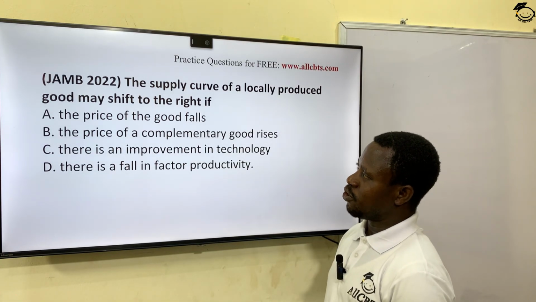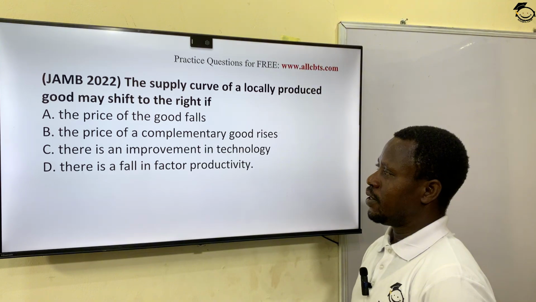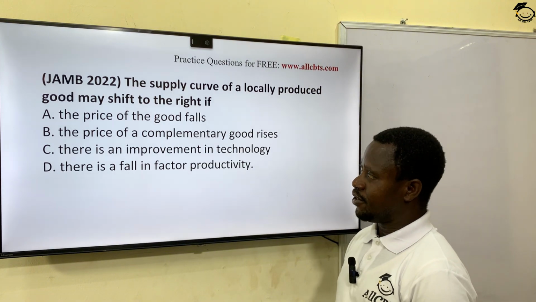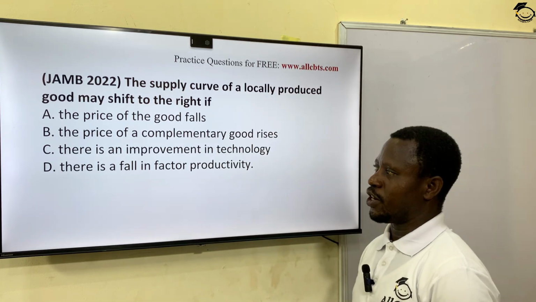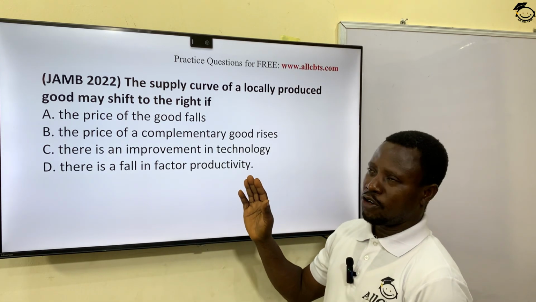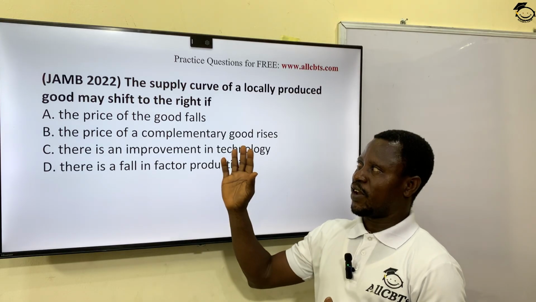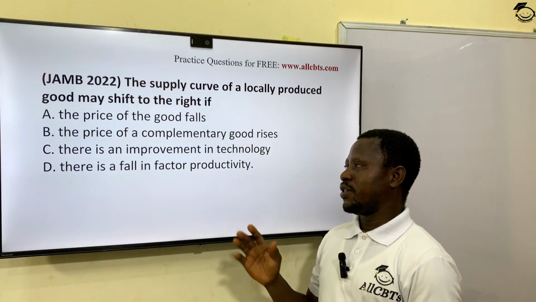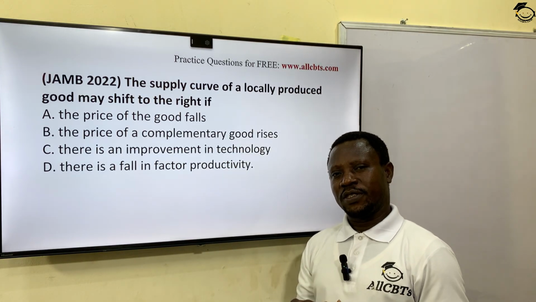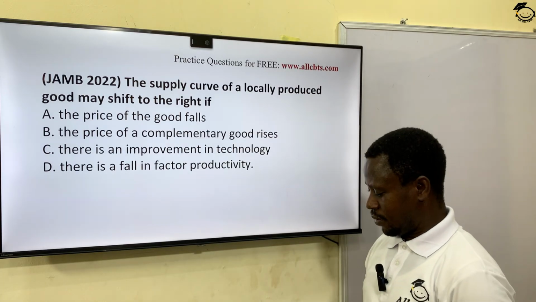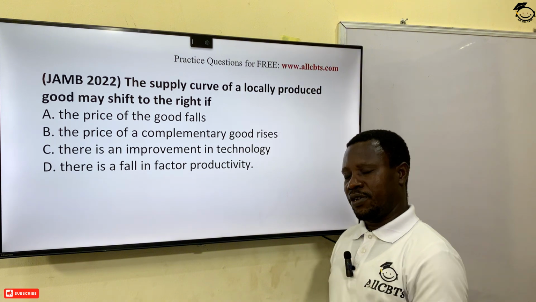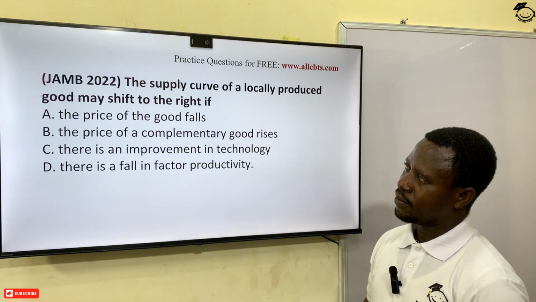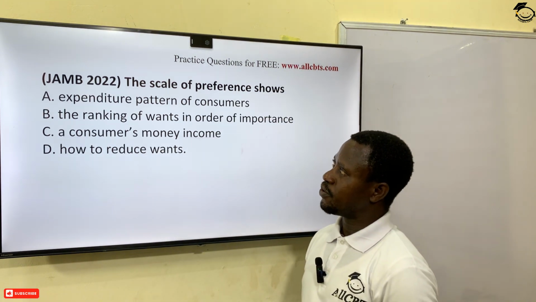So the price of a complementary good rises. There is an improvement in technology. There is a fall in factor productivity. The major factor that brought about the shift, as far as this question is concerned, is the improvement in the level of technology that brought about an absolute increase in quantity supplied. All right? The next question.